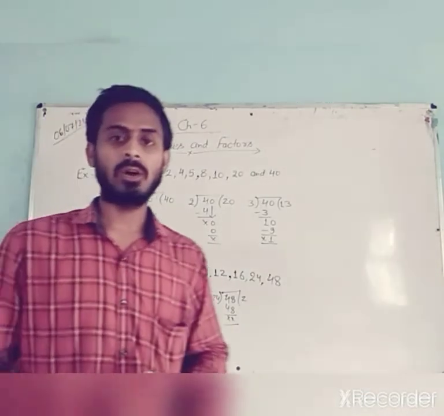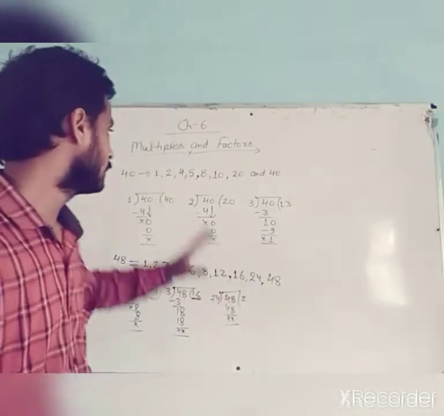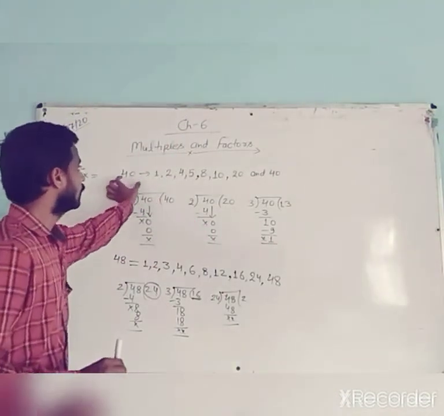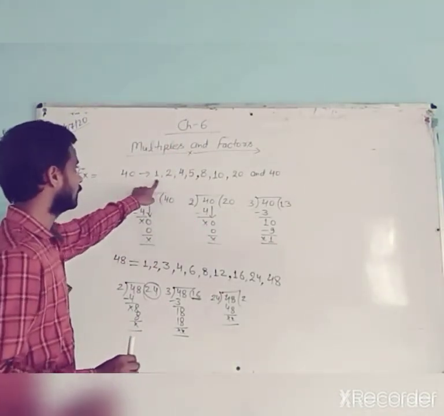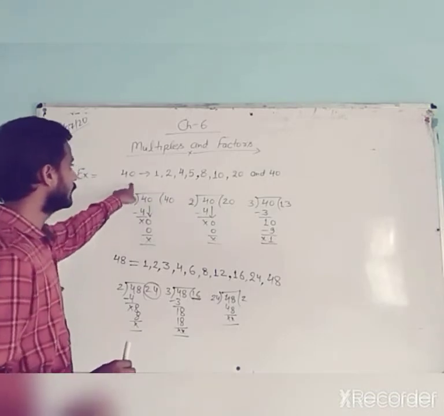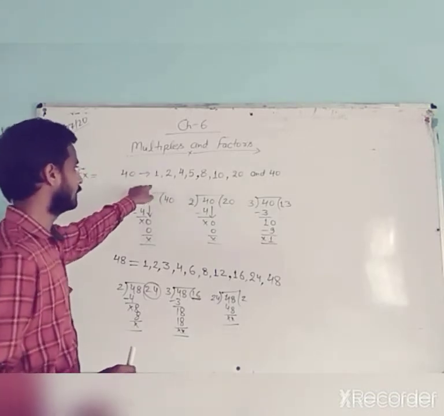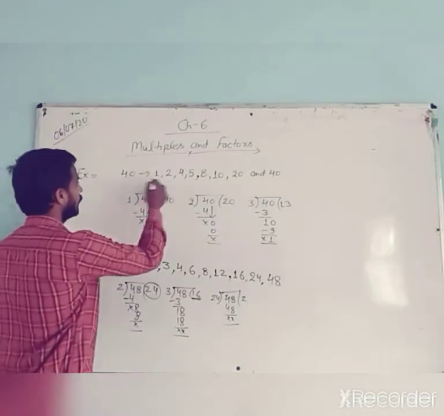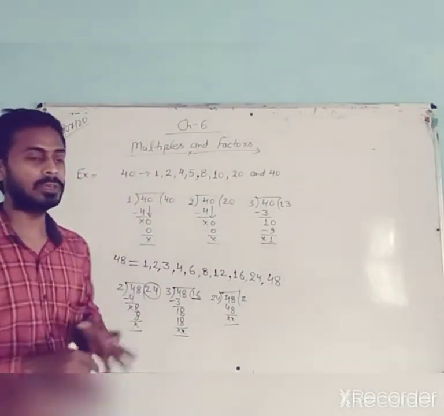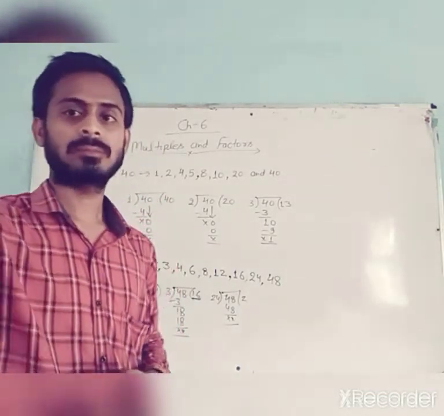Factors are countable, and the number which divides another number completely is called a factor. Similarly, see, 2 will divide 40, so that will be a factor of 40. Clear?